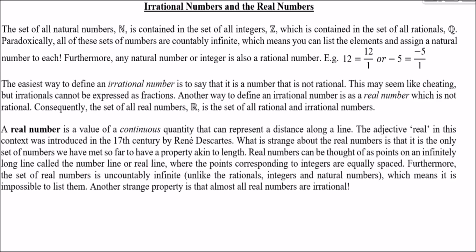Furthermore, the set of real numbers is uncountably infinite, unlike the rationals, integers and natural numbers, which means it could never be listed, even hypothetically. Another strange property is that almost all real numbers are irrational. So even though we deal with rational numbers on a daily basis and they're the most familiar to us, almost all real numbers are actually the irrational ones, which is quite a thing to try and get your head around.